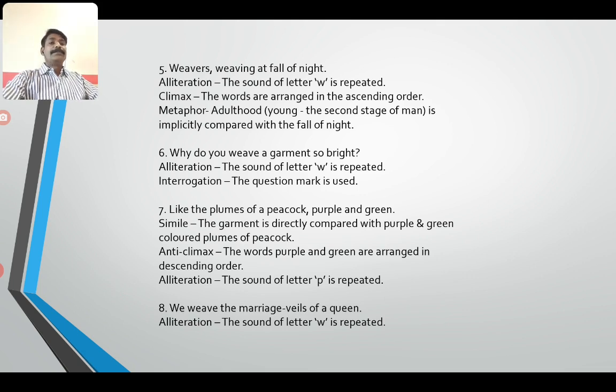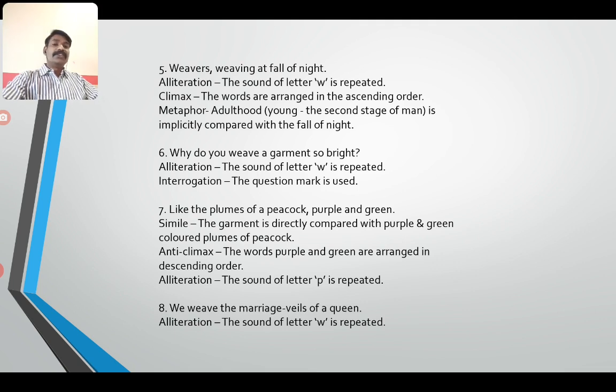"Like the plumes of the peacock, purple and green." It is obvious to understand that it's a simile, because the word "like" is there. There is a comparison made with the plumes of the peacock, purple and green. Anticlimax, because the words purple and green are arranged in descending order. It's not a climax, because the words are not arranged in ascending order, it's descending. That is why it is an anticlimax. Alliteration once again: peacock, purple, plumes, all three words follow one by one.